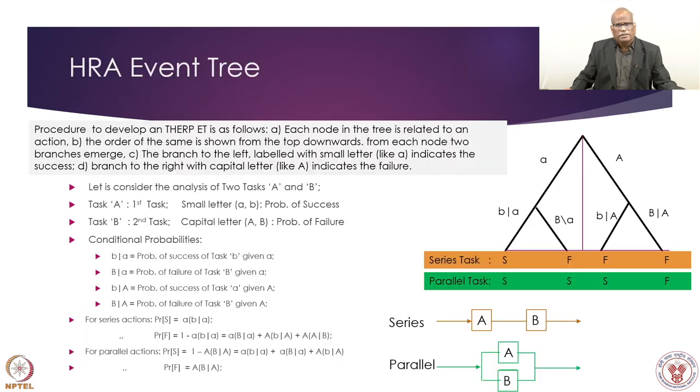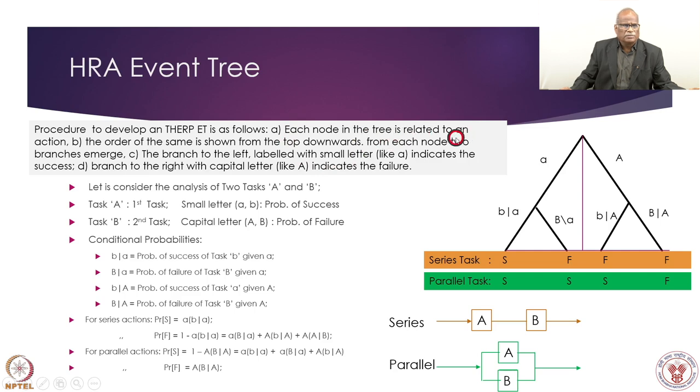Now, in THERP, there is something very interesting, it is called the HRA event tree. Like we know the event tree which is used for accident sequence modeling. But here, any procedure has got many tasks. And if you have to model a task, then how can we model the task, okay? Now a task can be in series or in parallel. Okay, before we come to that, what is this approach? It is giving some basic characteristics of this HRA event tree.